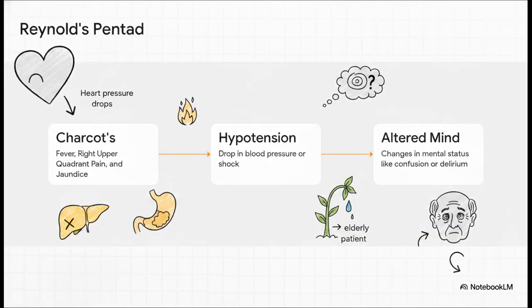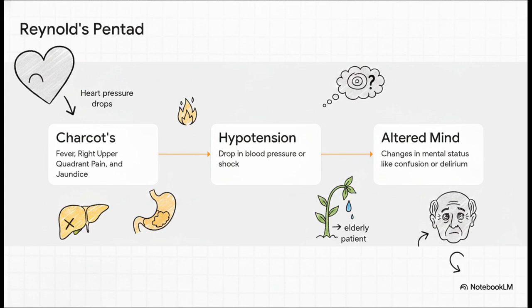Now, if the infection progresses to toxic suppurative cholangitis, we hit Reynolds Pentad. Think of it as Charcot's plus AH. Hypotension and altered mental status. Basically, the patient's heart pressure drops and their awareness drops.